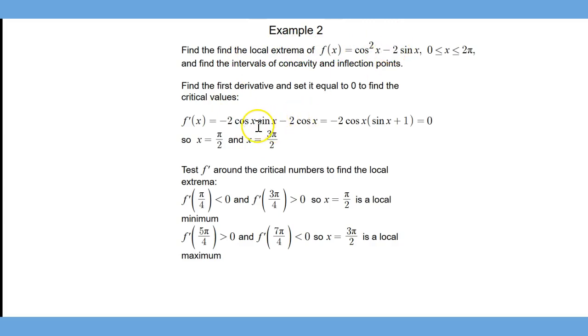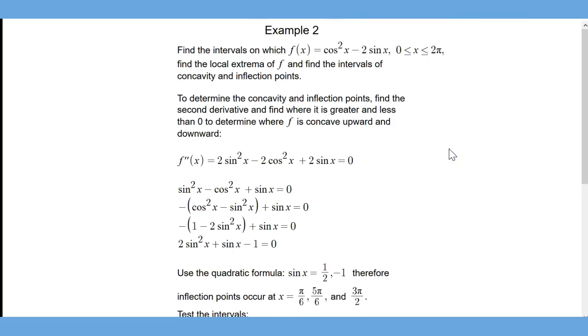So we'll find the critical numbers. We find the first derivative and set it equal to 0. Solving this equation, I get critical numbers of pi over 2 and 3 pi over 2. Then using the first derivative test, we're going to test around each of these zeros. Testing the first derivative to the left of pi over 2 gives me a negative, and to the right of pi over 2 gives me a positive. So pi over 2 is a local minimum. To the left of 3 pi over 2, I get a positive derivative, and to the right of 3 pi over 2, I get a negative derivative. So that means that 3 pi over 2 is a local maximum.